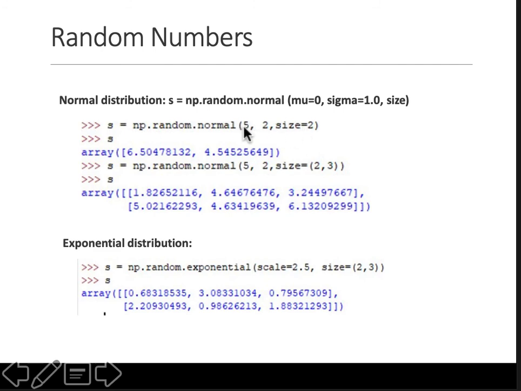So average is 5, standard deviation is 2, size is 2. This is what's created. Here, same: the average or the mean is 5, standard deviation is 2, but now we need 2 rows and 3 columns, and this is generated. So all these random numbers are generated. Similarly, here we used a normal distribution. You can use an exponential distribution. Again, 2 rows, 3 columns, scale is 2.5, meaning that's the exponential scale. You get these numbers.